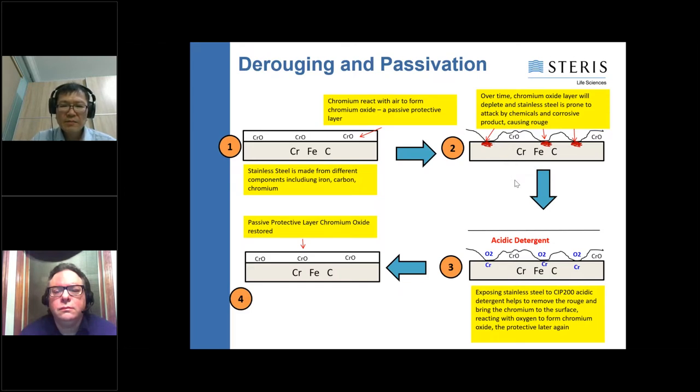To remediate it, typically you will need to clean the surface using an alkaline detergent first before we proceed to use the acidic detergent to dissolve the iron oxide from the surface. Once the iron oxide is dissolved or removed from the damaged surface, the chromium basically will react with the oxygen to form the chromium oxide, which is the passive layer again. So this is to passivate the surface. Basically this shows the overall process of de-rouging and also passivation.